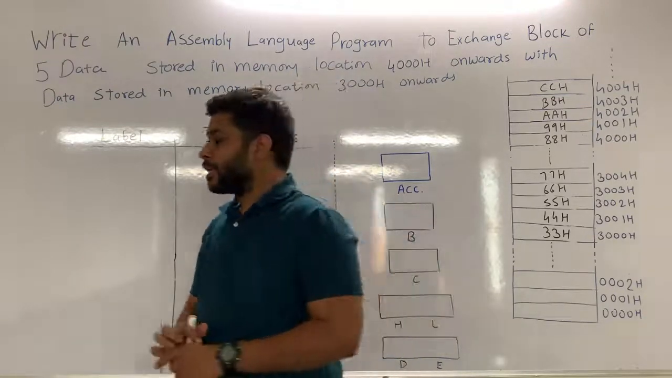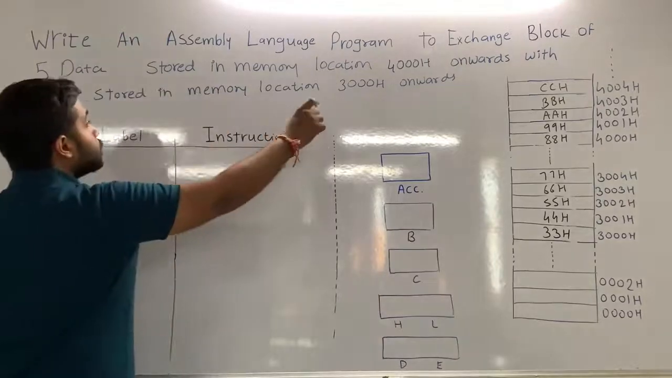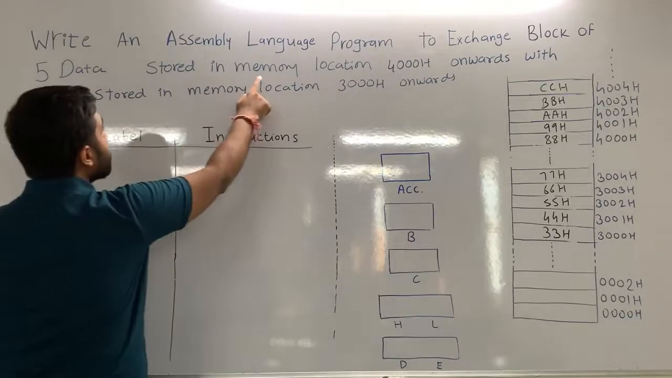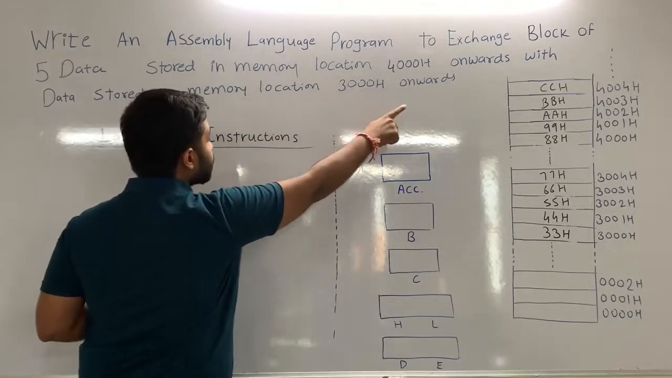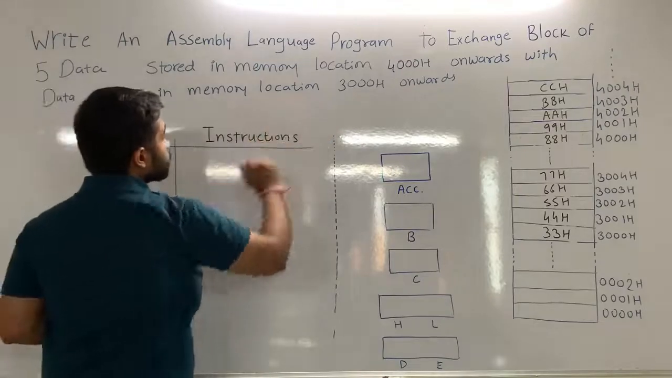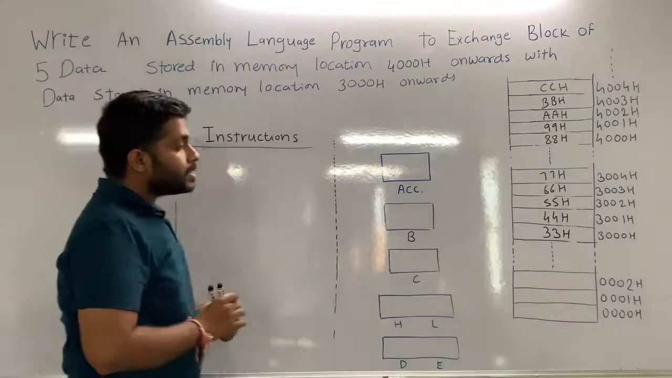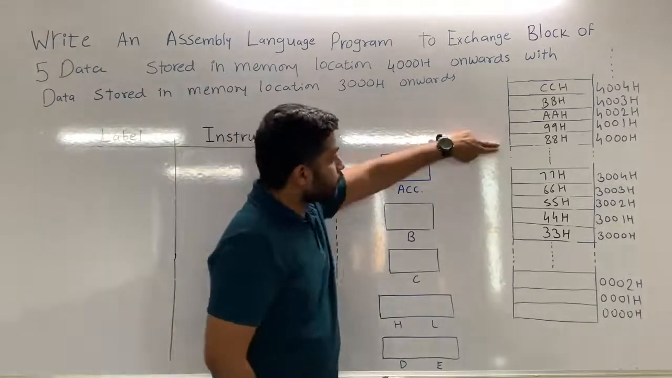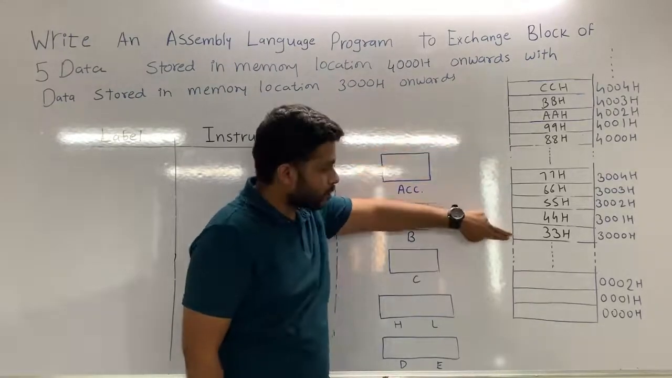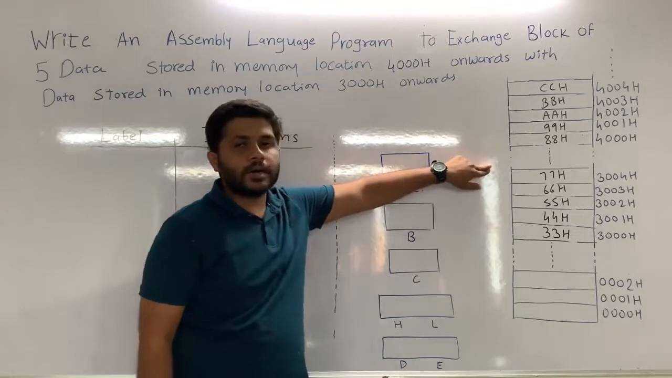Today we are going to see an assembly language program. The program is: write an assembly language program to exchange a block of 5 data stored in memory location 4000H onwards with data stored in the memory location 3000H onwards. So you can see that in the memory from the 4000H onwards 5 data are stored, and from the 3000H onwards 5 data are stored.